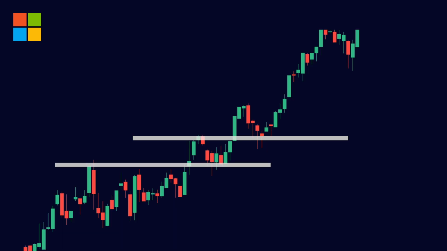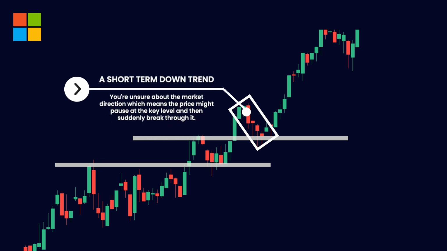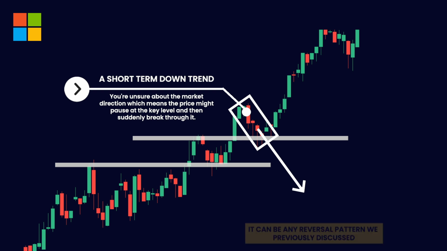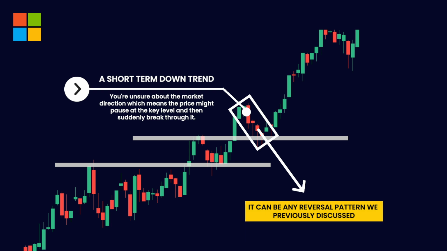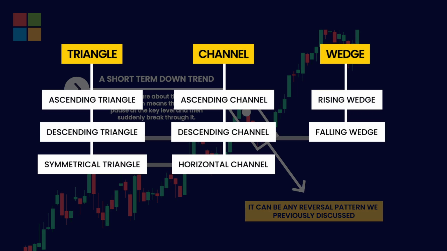Even though the broader trend is up, this pullback is technically a short-term downtrend, which means price could still break through and extend the move downward if the reversal fails. It's important to remember, the pattern inside that zone doesn't have to be a wedge, triangle, or channel. Any reversal pattern from this video can work here. Now let's compare the weekly and daily charts.